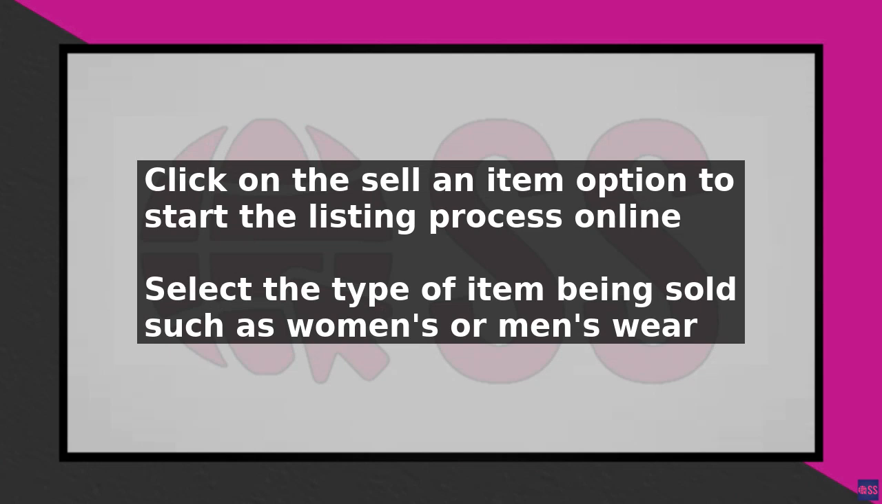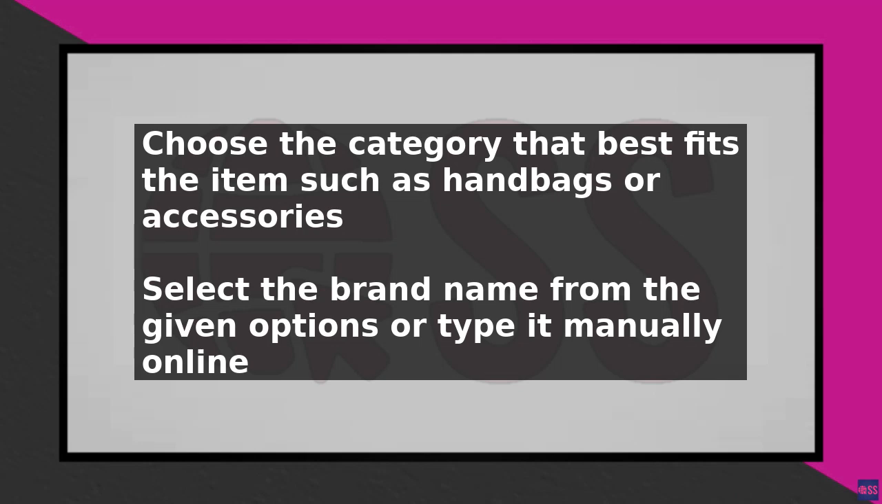To list an item, such as a bag, click on the Sell an Item option. You will then be prompted to select the type of item you are selling, such as women's, men's, or kids' wear. Choose the category that best fits your item.